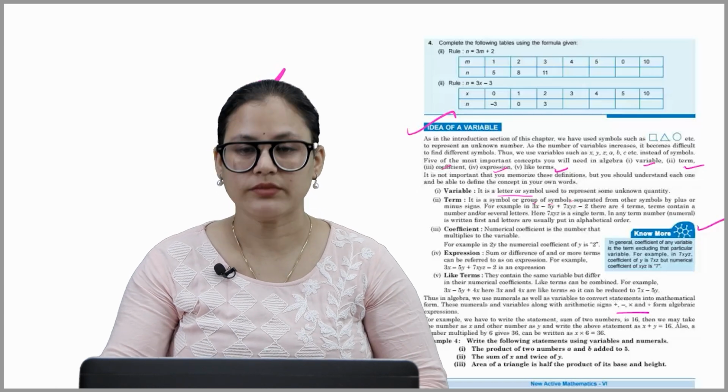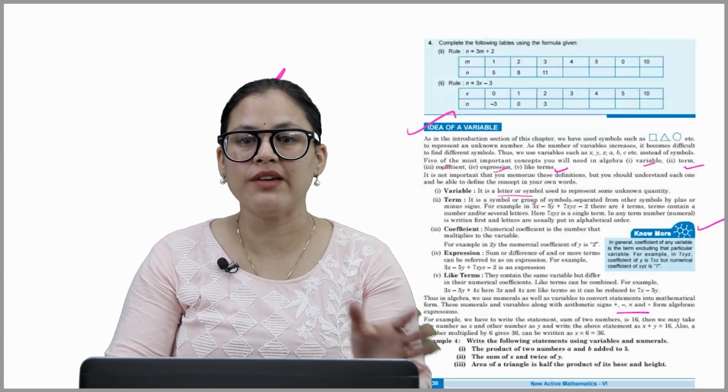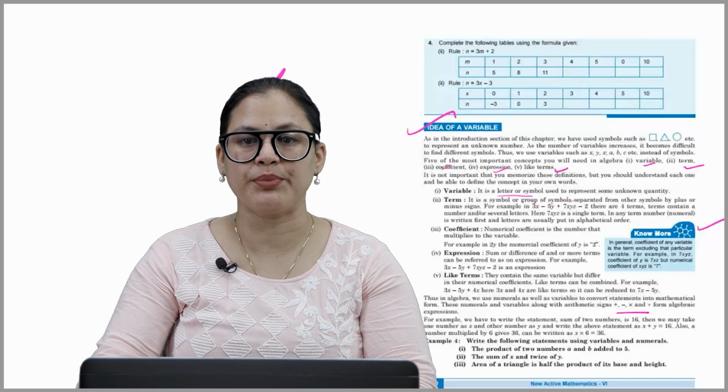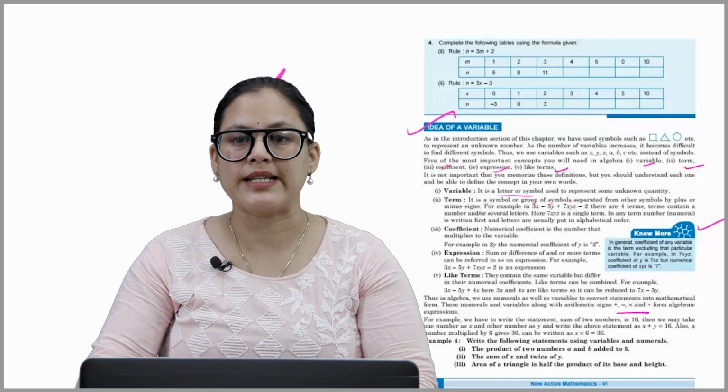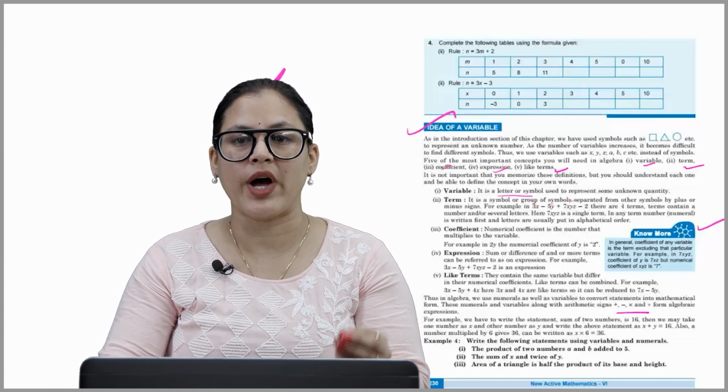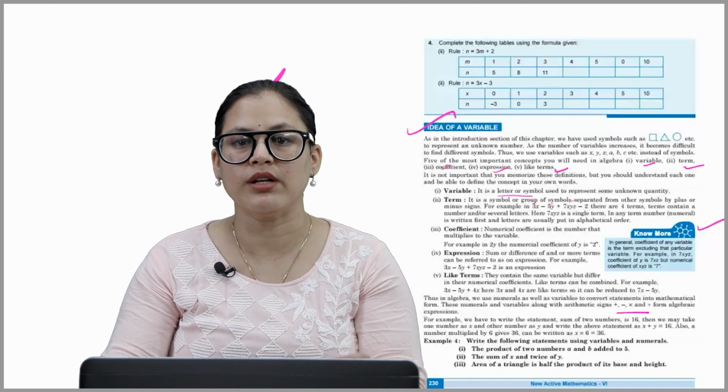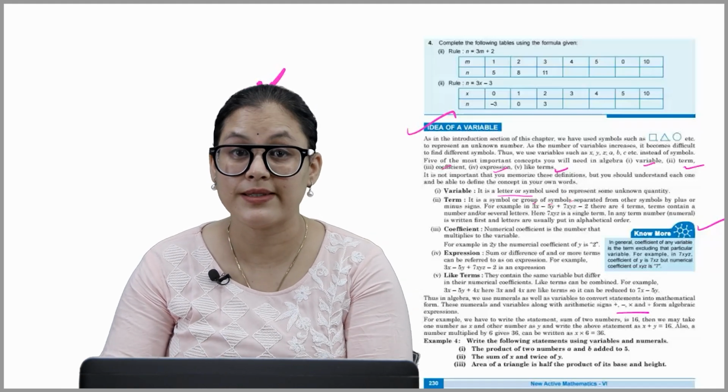In general, coefficient of any variable is the term excluding that particular variable. For example, in 7xyz, coefficient of y is 7xz, but numerical coefficient of xyz is 7.